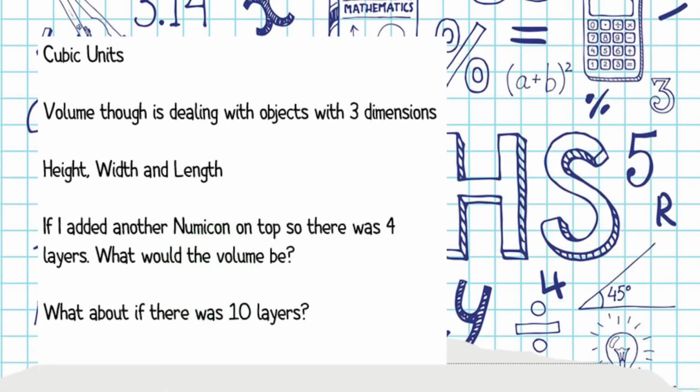Now that you have the formula, I want you to answer these 2 questions. What would the volume be if I added a 4th layer to the numicon? What about if I added 10 layers? Pause the video here and give that a go.